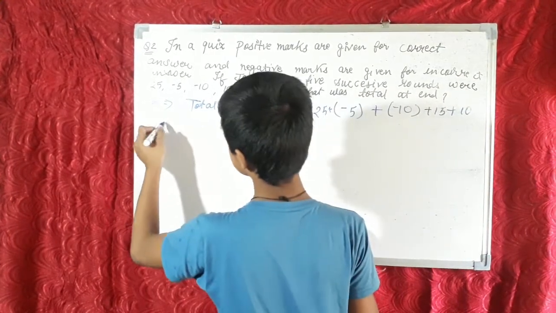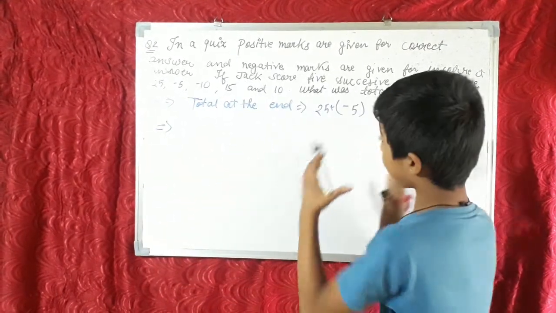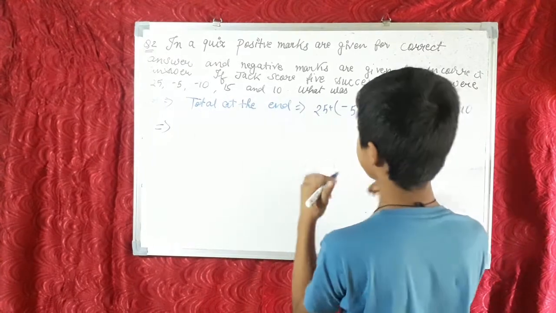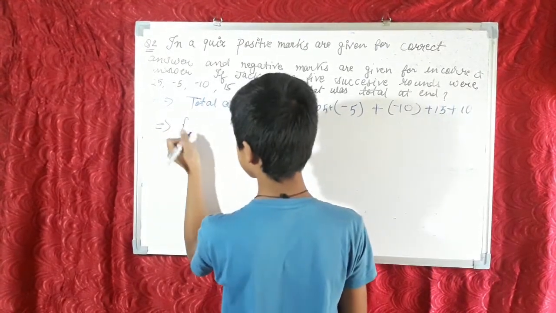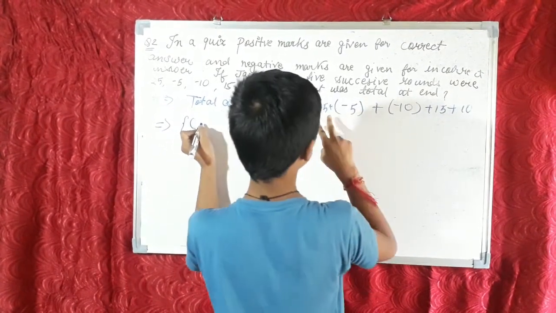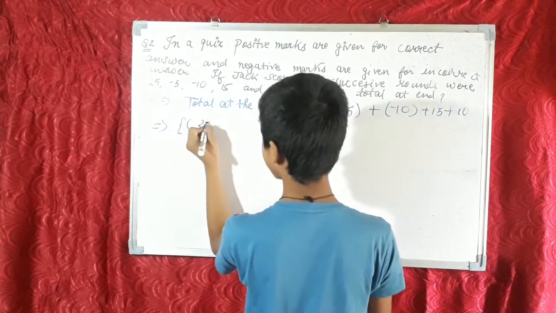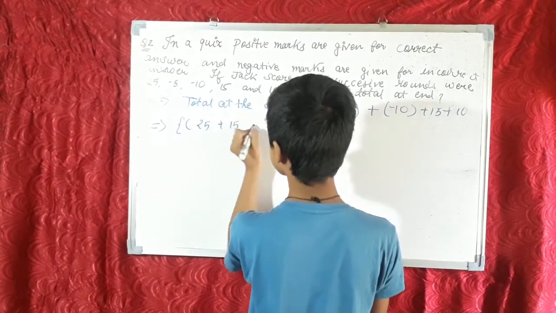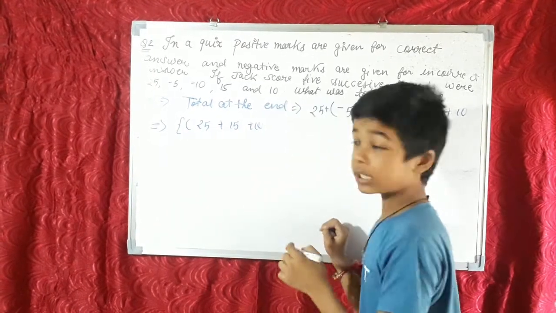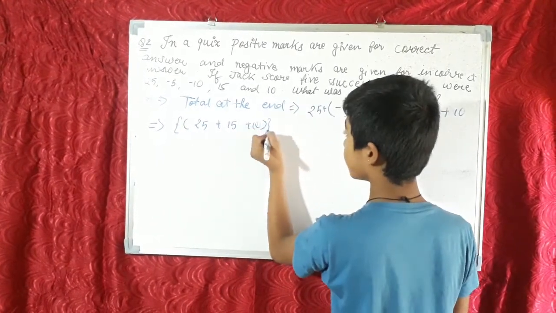Then write the equals to sign. Then what do we have? We have to take the positive side on one side and the negative side on the other. So what do we write? We will put one curly bracket, then a small bracket. Then we write 25 plus 15 plus 10. We have written this first. Now we will put our close bracket, then our curly bracket.